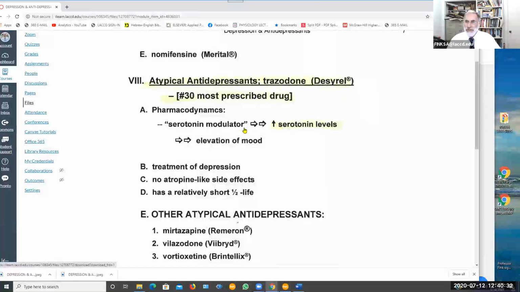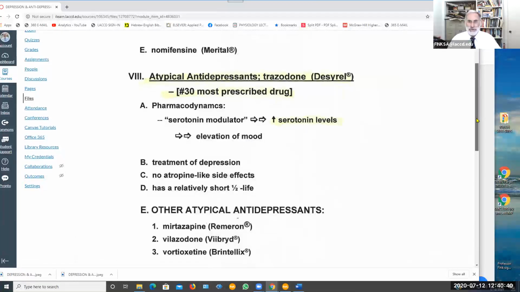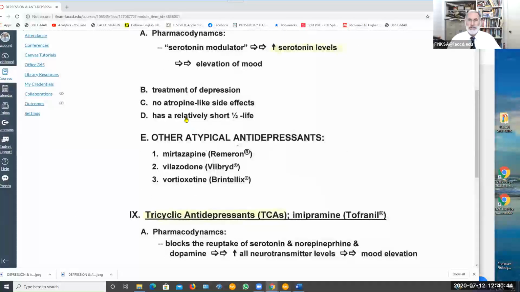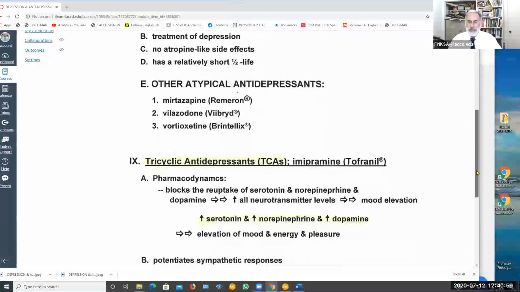It's technically called a serotonin modulator. You don't have to know that. But again, by raising the serotonin levels, just like Prozac, it elevates the mood. And it is a pretty commonly prescribed antidepressant medication. Also notice it does not have the atropine-like side effects, so that means it does not cause xerostomia. There are some other of these atypical antidepressants, but Desyrel is the most common.